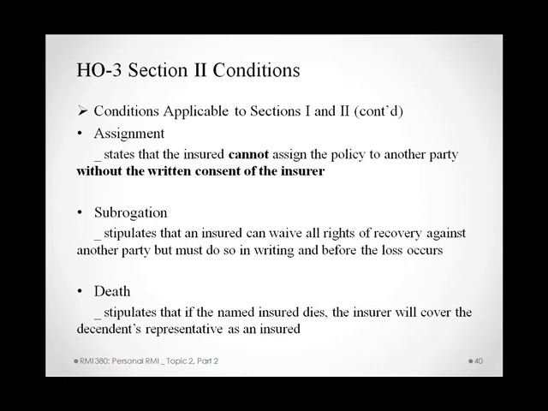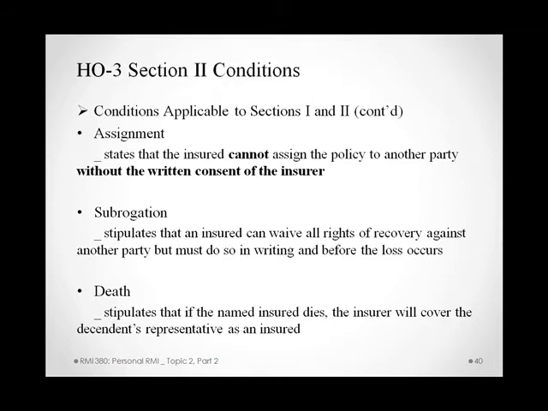Subrogation stipulates that an insured can waive all rights of recovery against another party. However, they must do so in writing before the loss occurs. So with subrogation, in the absence of any pre-loss waiver, the insurance company can require the insured to assign all rights of recovery against another person to the insurance company to the extent of the insurer's payment of loss.